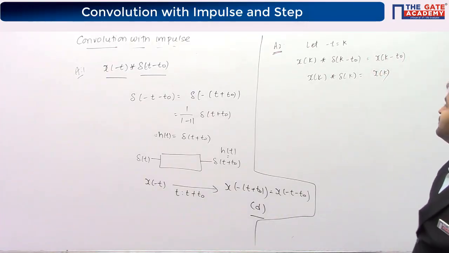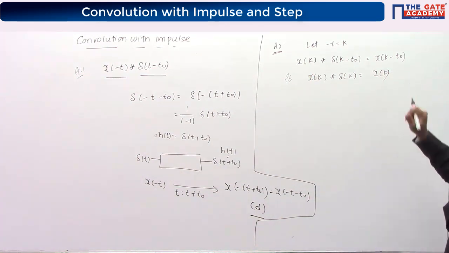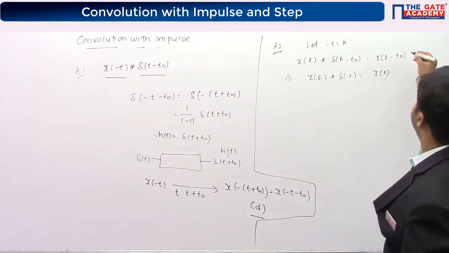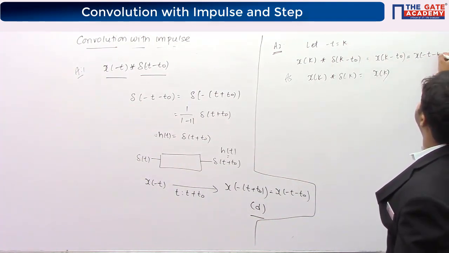It is going to be x of k minus t naught, as we know x of k convolved with del of k is going to be x of k. Now you can substitute what is k? K is nothing but minus t. So x of minus t naught.